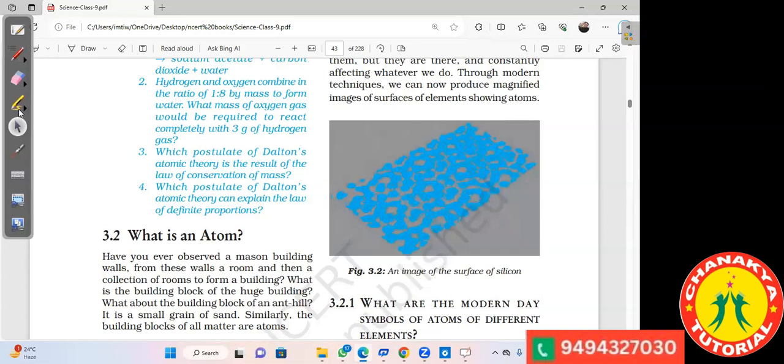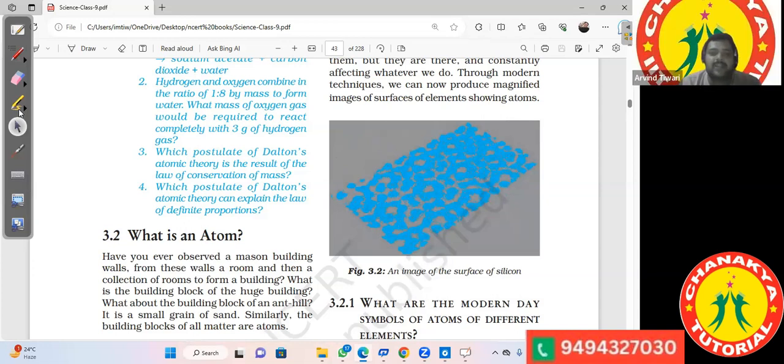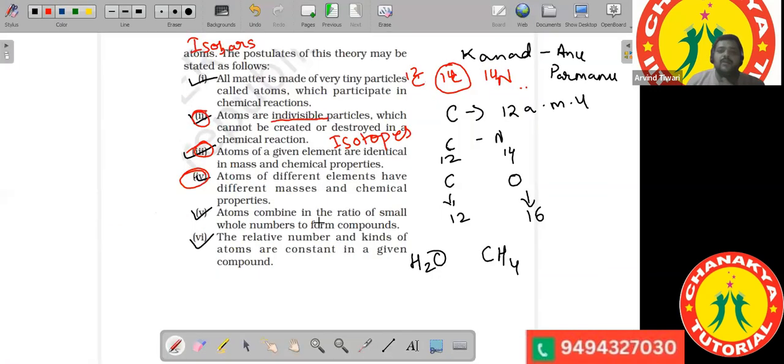Sir, for conservation of mass, it's that one. Like atoms can be neither created nor destroyed in a chemical reaction. Yeah, atoms can neither be created nor be destroyed in a chemical reaction. Sir, is it not the fifth one that states that? Okay, let's check the number. No, it's not the fifth one. It's the second one.